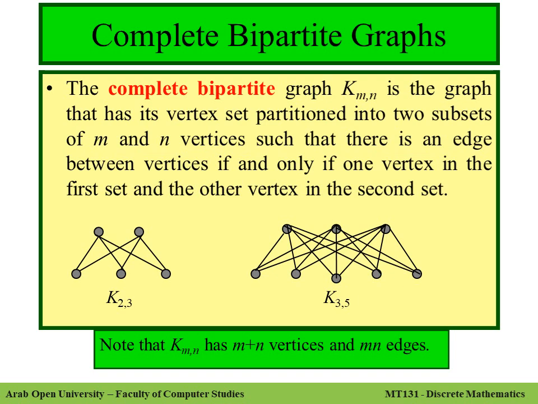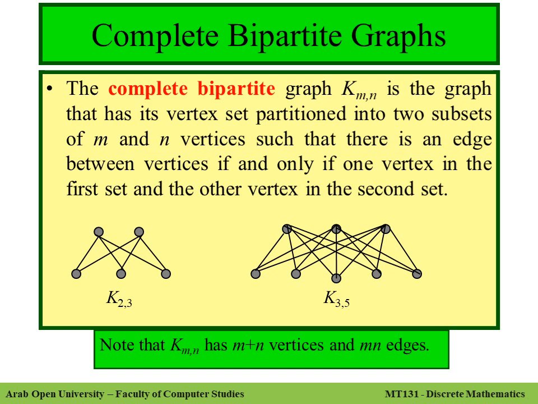In fact, the number of vertices will be just the sum of these 2 numbers. K_{m,n} has m plus n vertices, and the sum of these 2 numbers gives the number of vertices. The product gives the number of edges. K_{2,3} will have 5 vertices and 2 times 3, which is 6 edges.